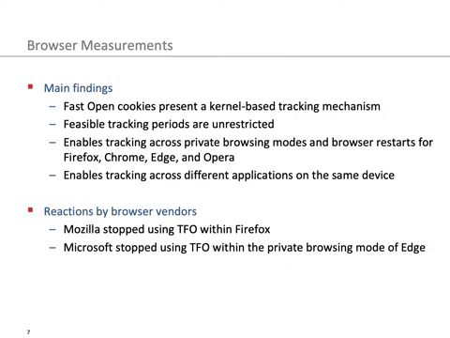For popular browsers such as Firefox, Chrome, Edge, and Opera, we found that tracking is feasible across the private browsing mode or browser restarts. Furthermore, we found that even tracking across different applications on the same device is feasible using this tracking mechanism. For example, cross-browser tracking is possible using Fast Open cookies.